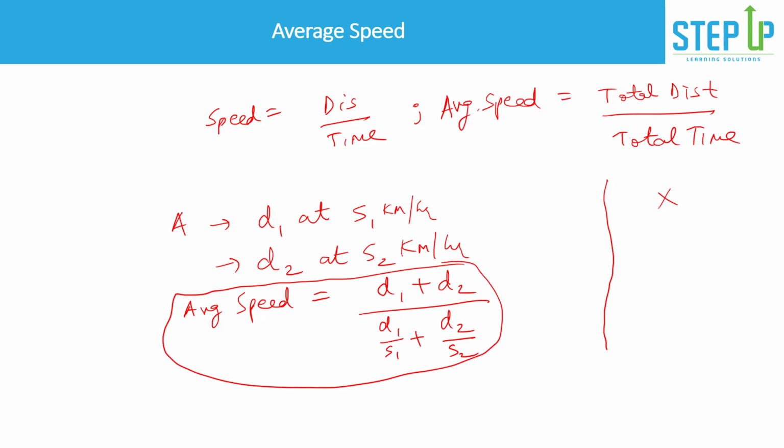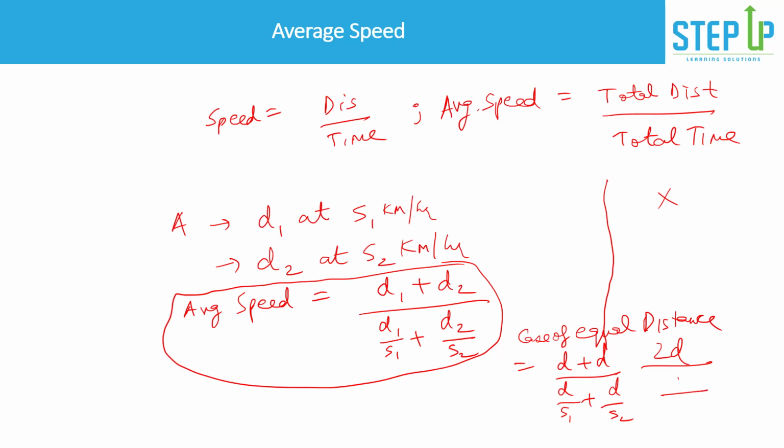However, a special case of this could be if, let's say, they are saying they are covering the case of equal distance. So you can see this. That means if your d1 and d2 are the same, so this is very simple. This would become d plus d upon d by s1 plus d by s2, or this would be 2d upon, and here let's say you take the LCM, s1 s2 is the LCM, divided by s1 s2, so this is d s2 plus d s1. So if you take the d common, you will come to 2 s1 s2 upon s1 plus s2. So that means you can simplify it if the distance they are covering is equal. So this is a very simple concept of average speed.